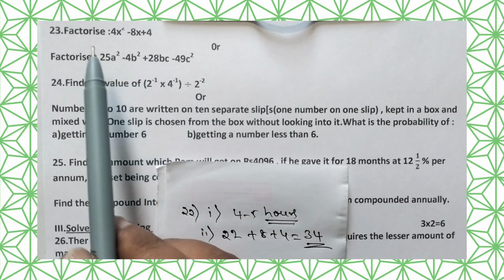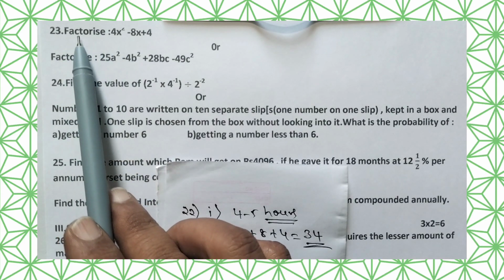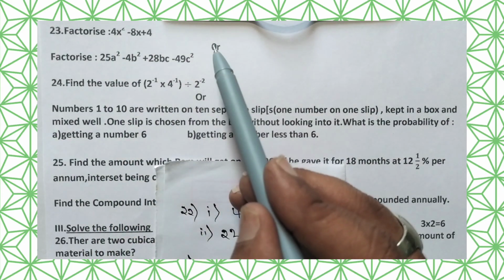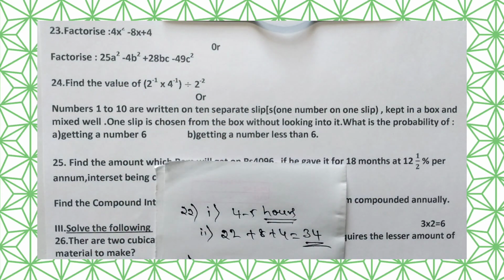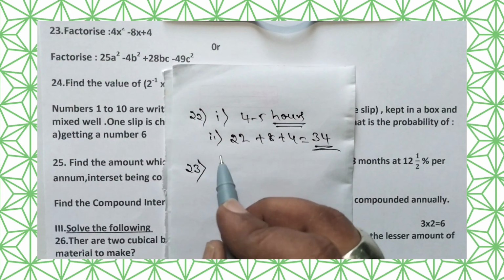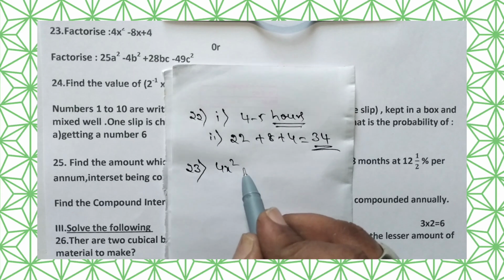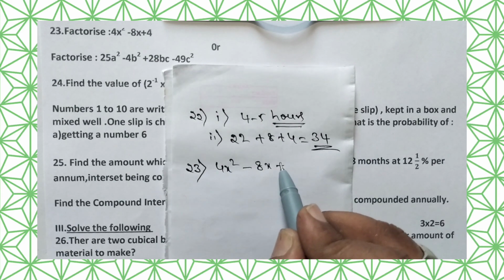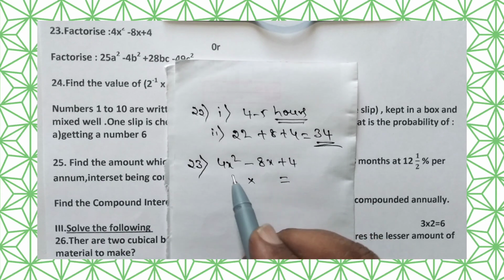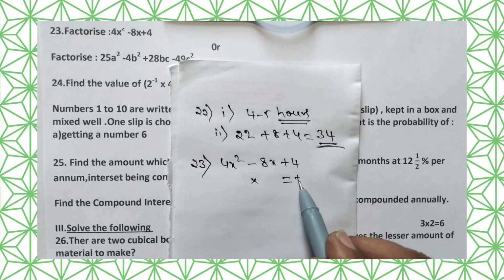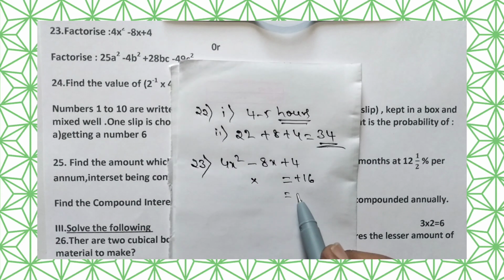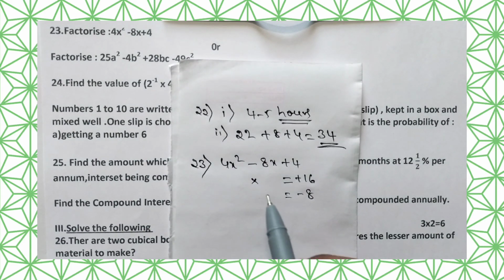So now let us move to the 23rd question. Factorize 4x² - 8x + 4. There is an internal choice question inside it, so now let us answer both questions. So, factorize 4x² - 8x + 4. If you multiply any two numbers, you have to get 4 × 4 = +16, and if you add or subtract those two numbers, you have to get -8. Then which are those two numbers?